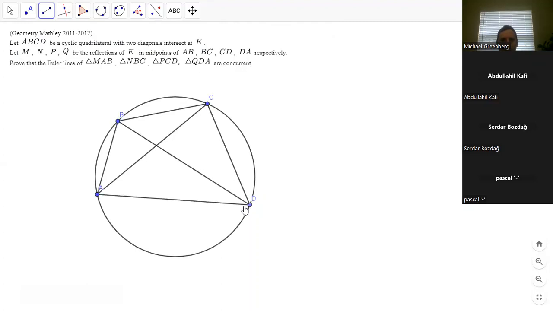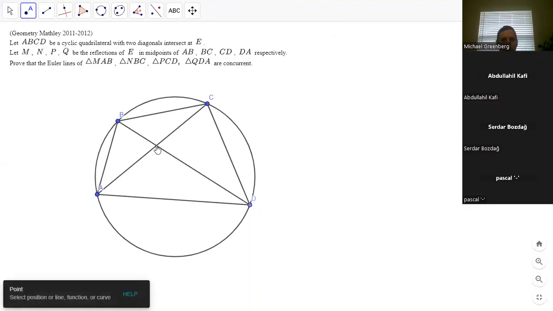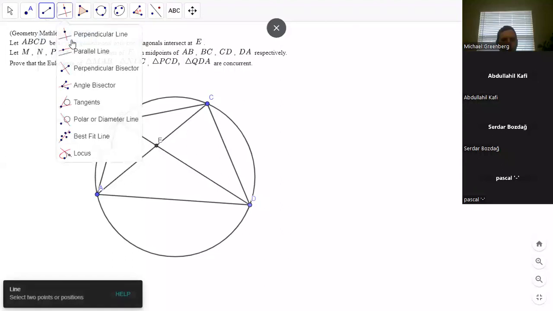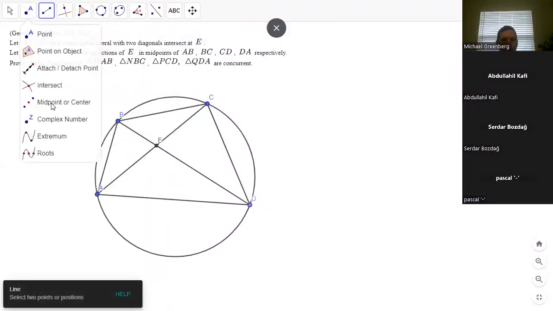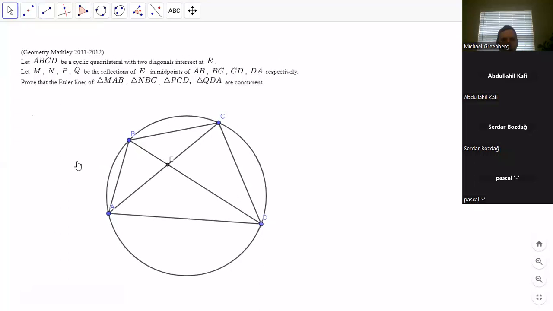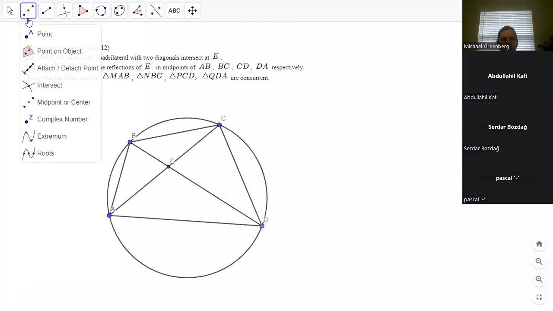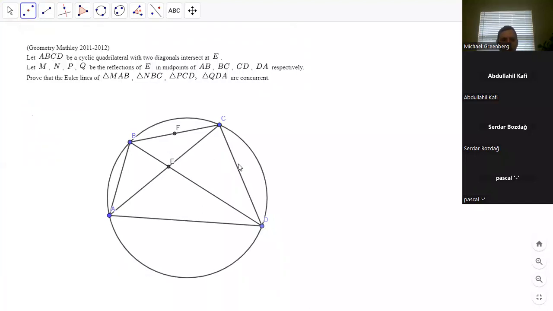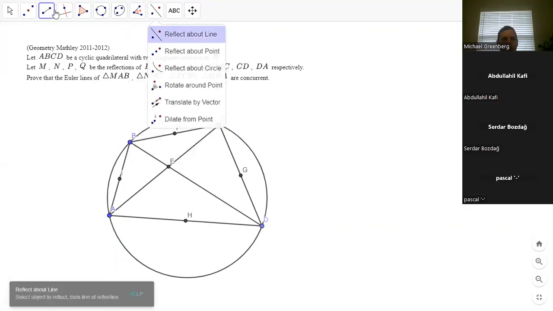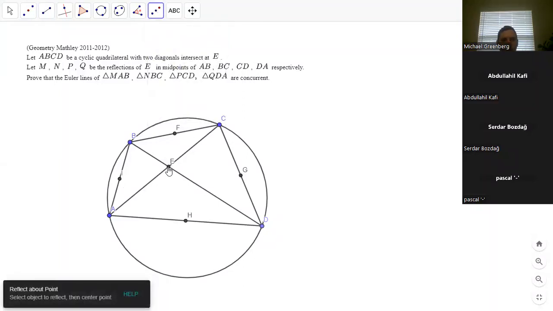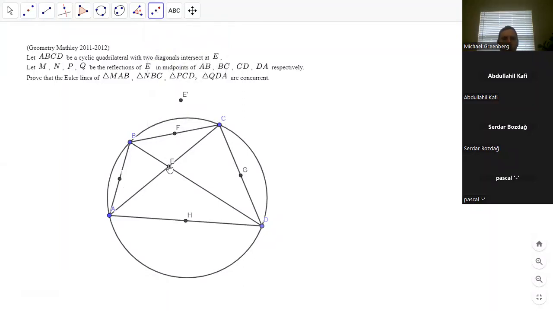And then we reflect E over the midpoints of each side. Let's draw our midpoints. So basically we get parallelograms, right? So I'll just draw the parallelograms that way. So yeah, I think this should be like a line. I mean, these are basically the parallels to AC and BD, right?